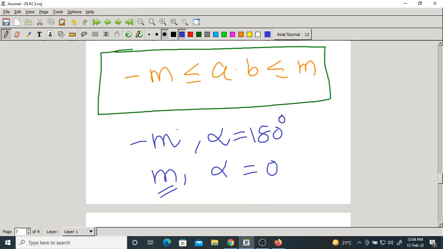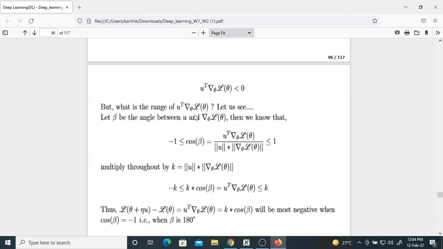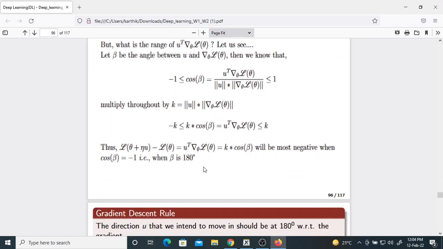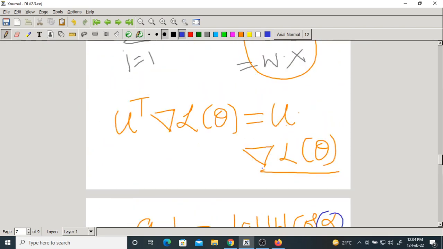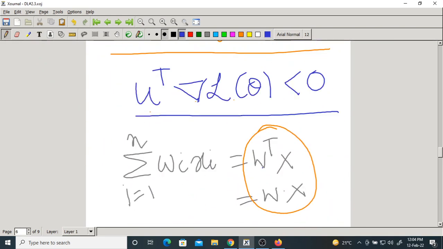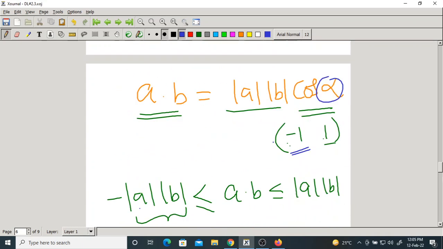In the same way, so here also what happens here? This is the angle between these two. Here we want this quantity to be more negative. Please remember this. We want to have a more negative. If it is more negative, less the error. Is it okay? What is the most negative value of any dot product?